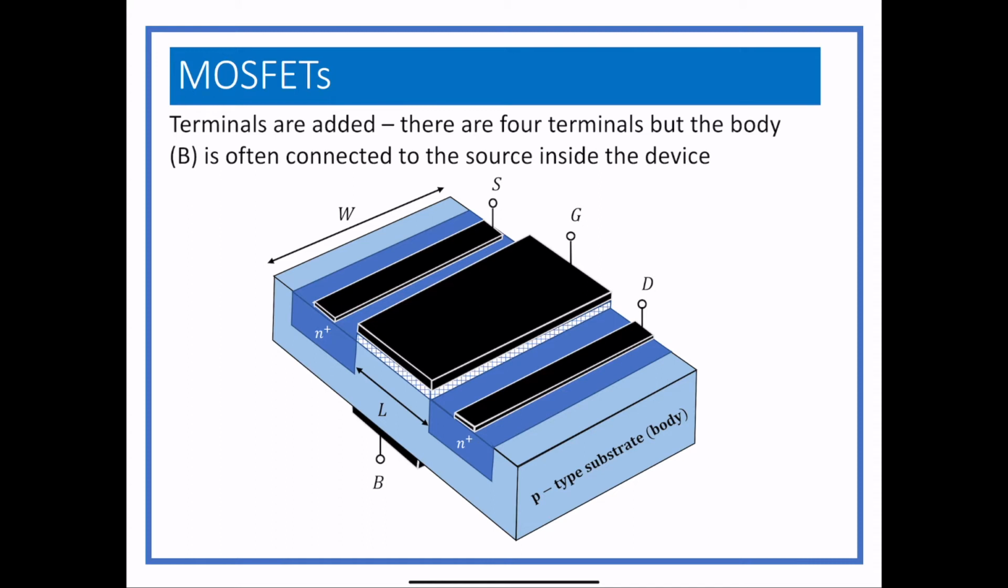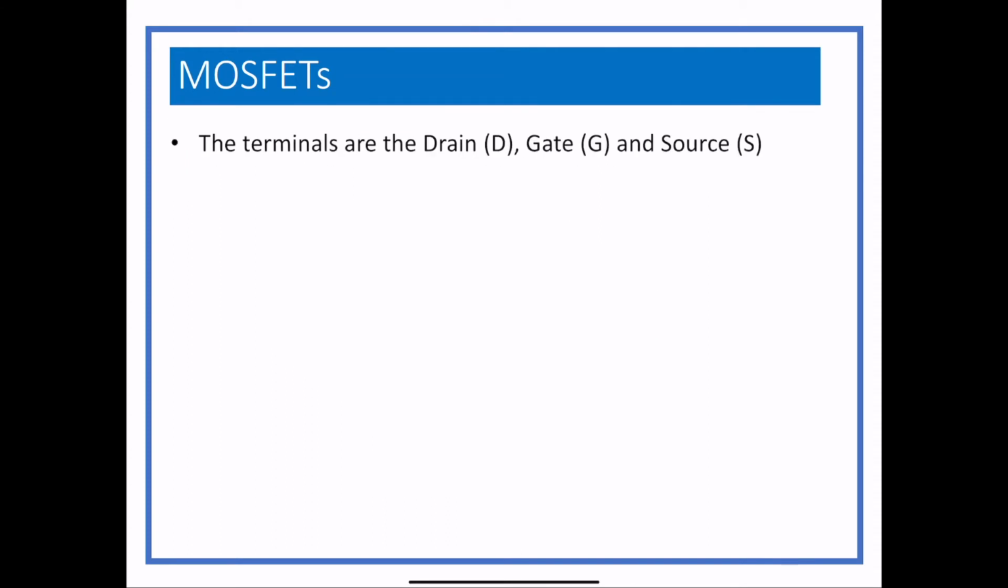And there's a reason for that, but I'm not going to talk about the reason for that today. But most of the time, like the MOSFET that you have in your lab kit, you will have the source, the drain, and the gate, which are the 3 on the top. But you will not see the body connection at all. That's connected inside the device, so you won't worry about it. So the terminals are the drain, the gate, and the source.